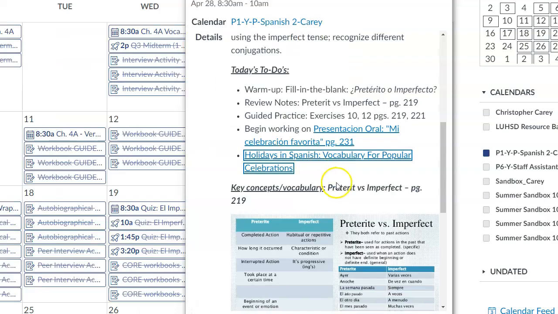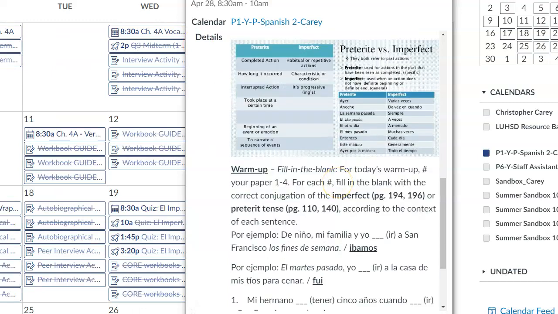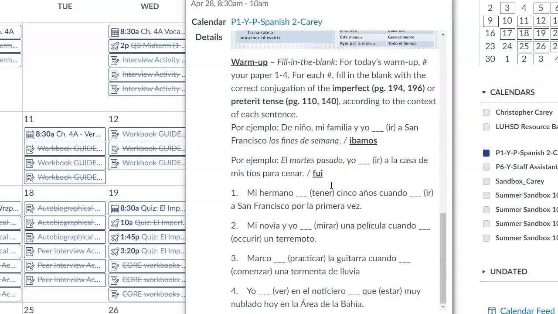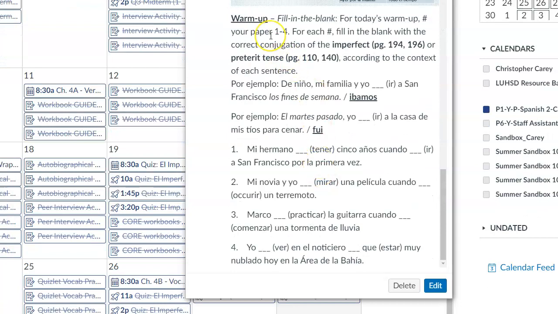All right, back to our warm-up. The difference in use between the preterite and the imperfect for today's warm-up. Number your paper 1 through 4, and for each number, fill in the blank with the correct conjugation of the imperfect, and you can find your imperfect conjugations on page 194 and 196, and then preterite, the simple past tense, can be found on pages 110 for regular and 140 for irregular verbs.